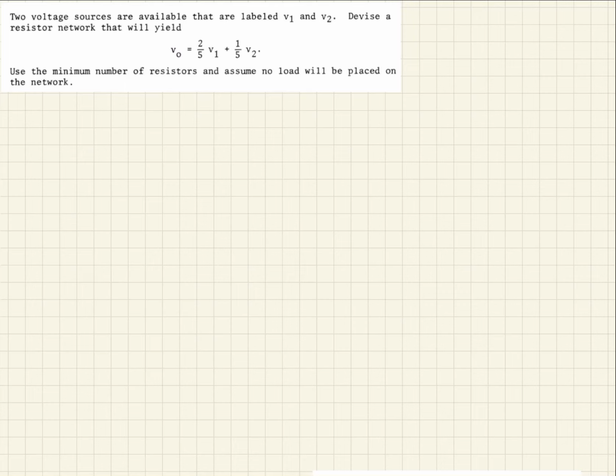So in this exercise, we're asked to be creative and do a little bit of design work. What they're asking for in this setup is that they're giving us two voltage sources, V1 and V2. They want us to design a resistor network such that the output voltage, V0, will be a combination of V1 and V2 that are related in this way.